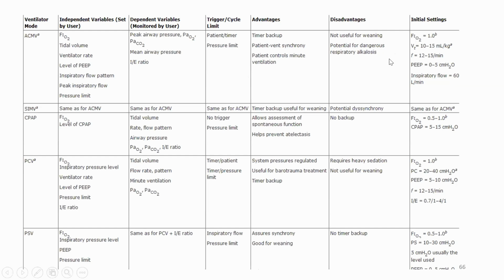So the things that matter are the tidal volume and the pressure. In case of volume control, the tidal volume has to be set and the flow has to be chosen as well. In case of pressure control, the pressure has to be set. Okay. And trigger. Trigger is also very important. Trigger should be set for both of them, either pressure trigger or flow trigger.